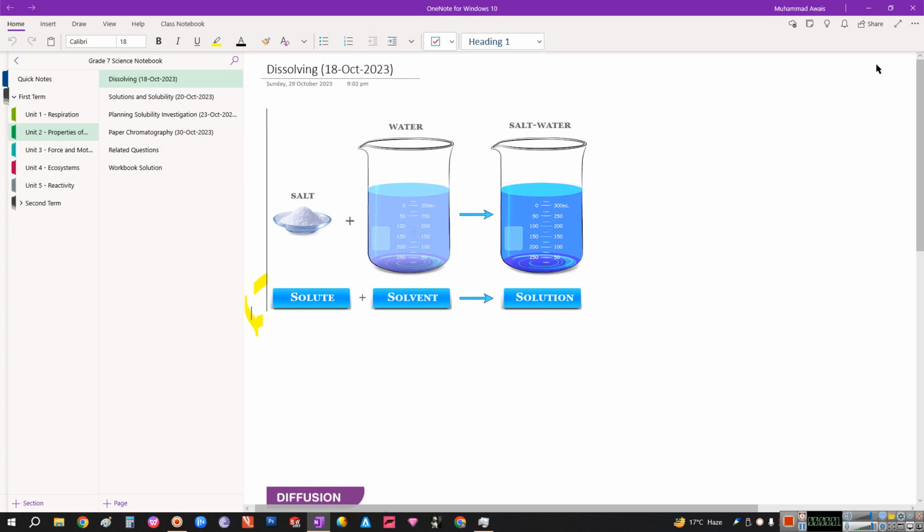Hello kids, today we will be discussing Unit 2 of your Grade 7 Science, which is Properties of Material, in which we will be discussing things related to solution making and dissolving things, right? So the first subtopic of this Unit 2 is dissolving.